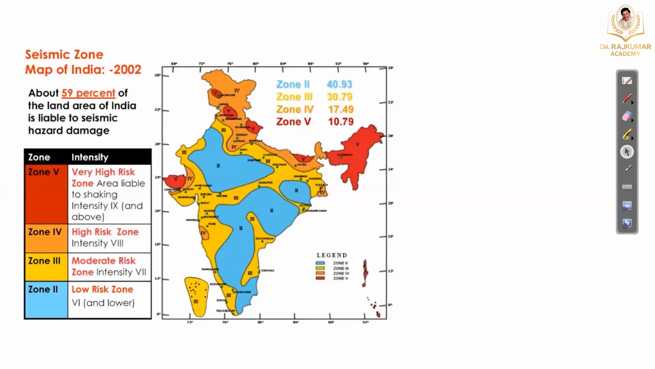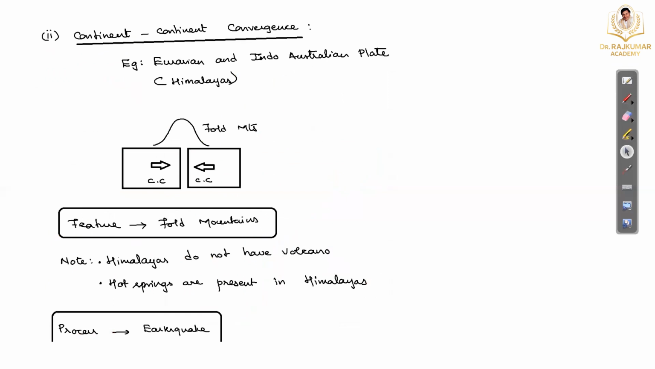Right? In your atlas, top right corner of this page, you find these 5 zones, right? What are the 5 zones? You call them as very high damage risk zone, high damage risk zone, moderate damage risk zone, low damage risk zone, and very low damage risk zone. Okay.